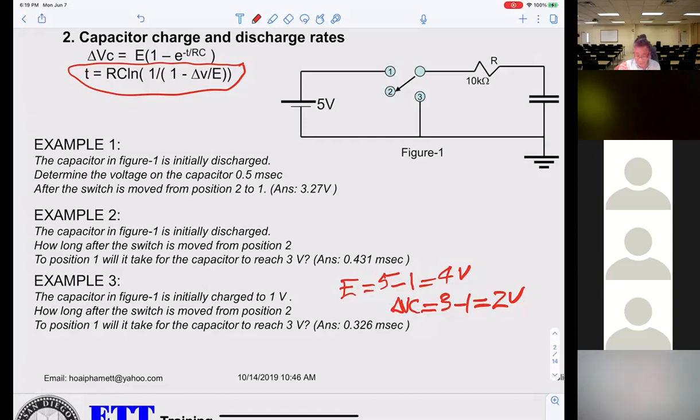Hey, Mr. Pham, I know you said, but I just want to confirm it in my mind. Looking at the equation E equals 5 minus 1, the 1 is the initial, correct? And in the other one, delta VC equals 3 minus 1, the 1 is the initial. Exactly. So the initial already has a 1, and now they got the 3. Delta VC is only 2 volts. I got that same answer, 0.336. You got that? Yes. Pretty good.